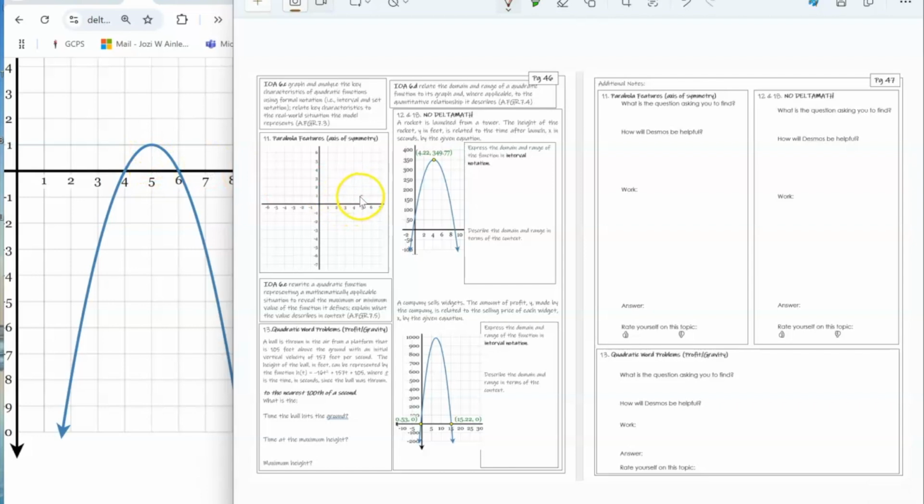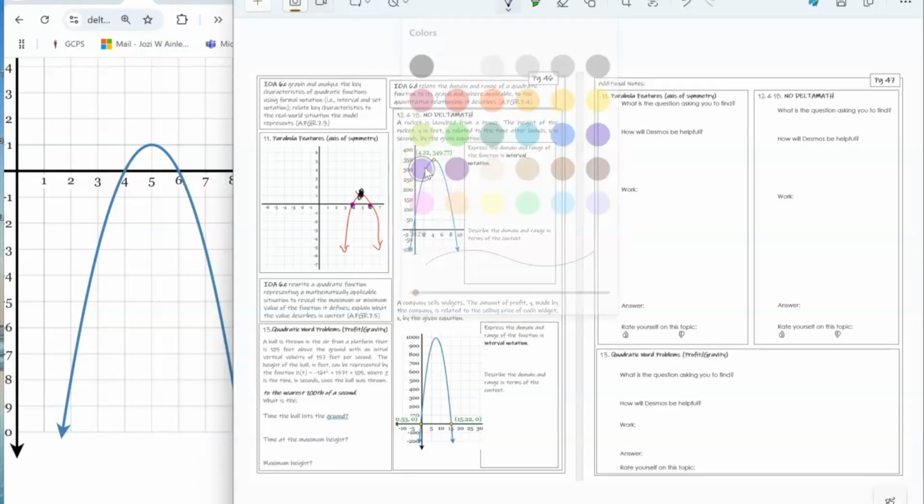So (5, 1) right there is my vertex, and then my x-intercepts are 4 and 6, and I just need a rough sketch. So something like that. Okay, my axis of symmetry. So this is my vertex, right? Let me just do different colors. So this is my vertex right here. These are my x-intercepts, right? So that you can know the different notation.